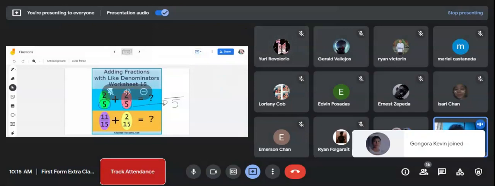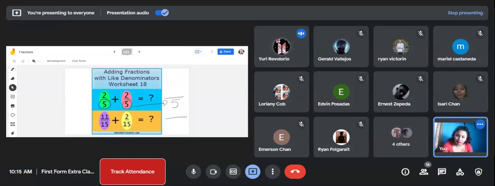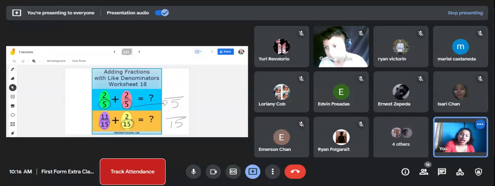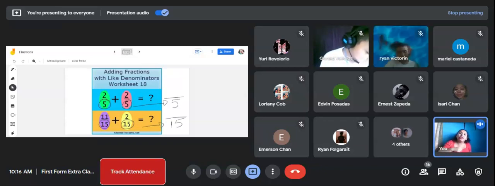What about the other question? 15. Because the number at the bottom is 15, my answer is going to have 15 as well. We're just adding like fractions, and this applies for adding and subtracting. Whatever denominator my questions have, then that is what my answer is going to have as well.